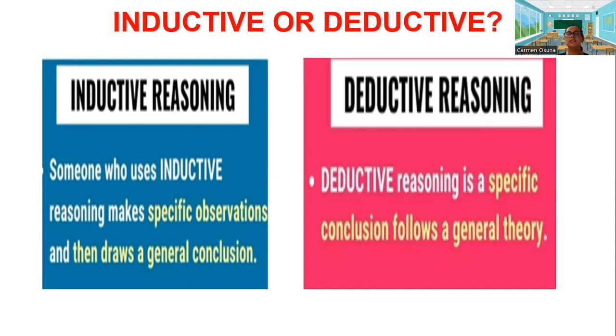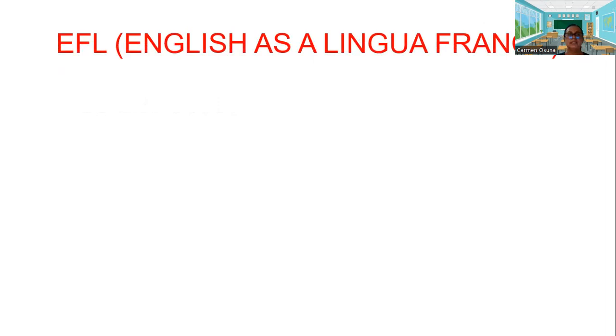Deductive reasoning is when a specific conclusion follows a general theory. First, we teach the rule, practice sentences, and then they follow the general theory, the specific conclusion. That is deductive.